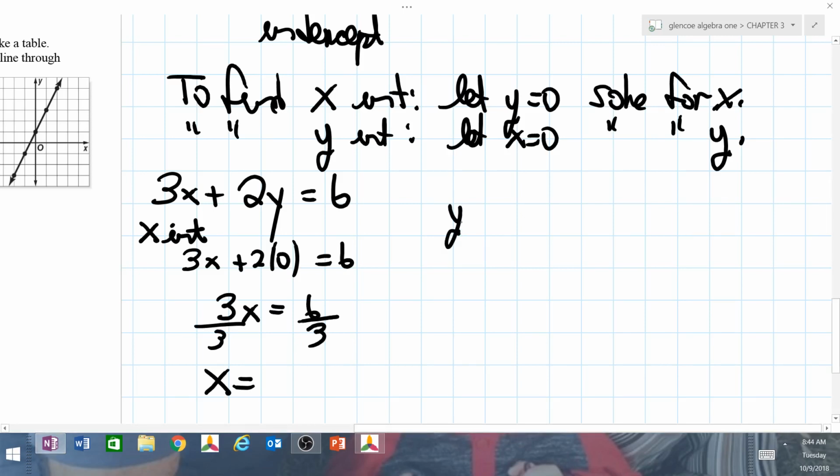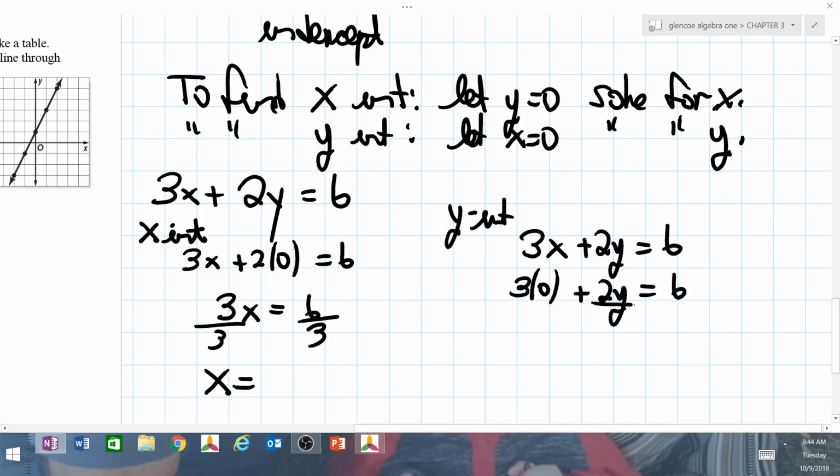To find the y-intercept, you let x equal 0 and solve for y. And what's the y-intercept? 3. Now, you can graph this. You can graph this very easily.